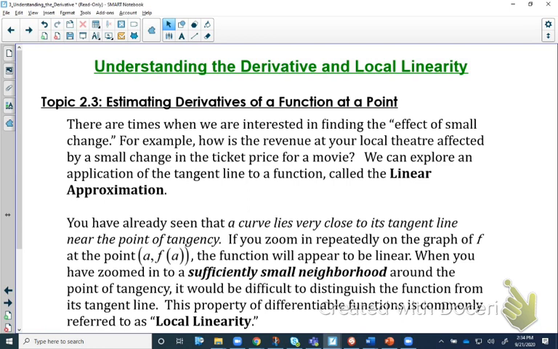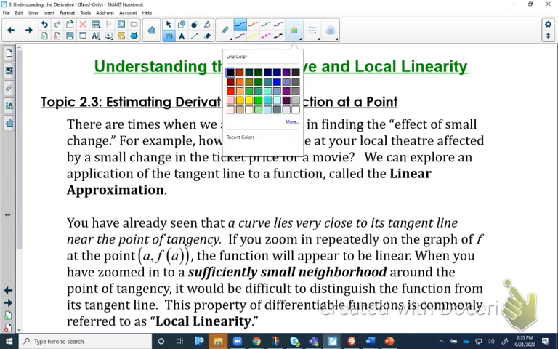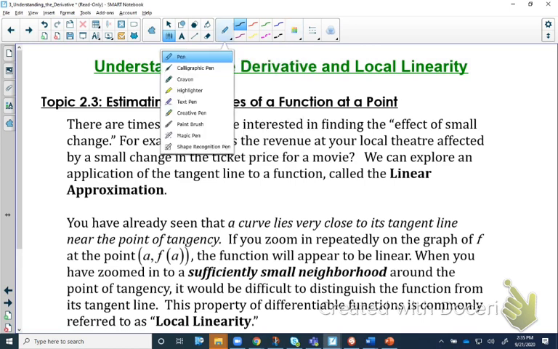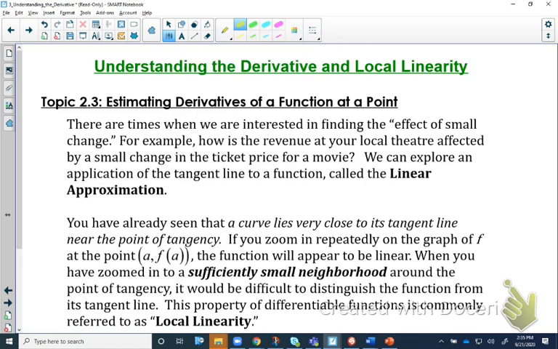There are times when we're interested in finding the effect of a small change, which leads into the whole idea that we want an instantaneous rate of change if possible. For example, how is the revenue at your local theater affected by a small change in ticket price for a movie? We can explore an application of the tangent line to a function called linear approximation. That's one of the things we're going to be focusing on here, so I want to make sure we highlight that. That's a keyword we need to be aware of.